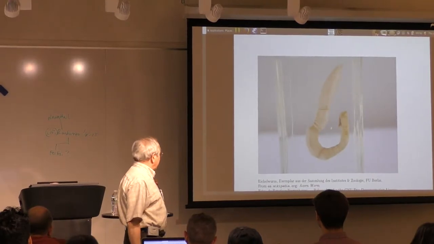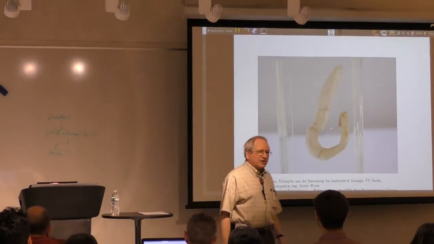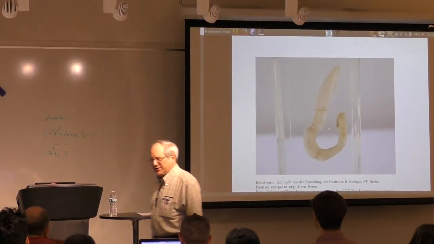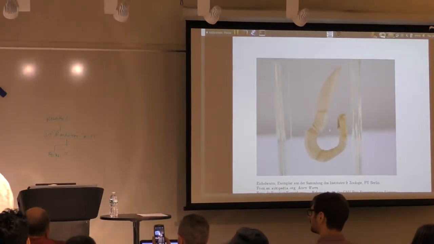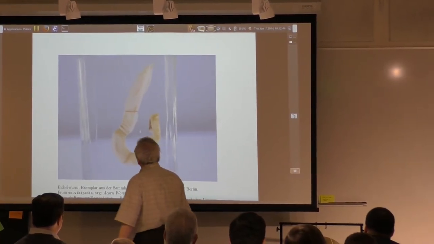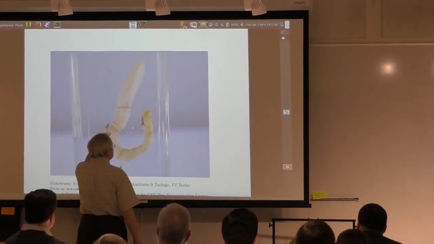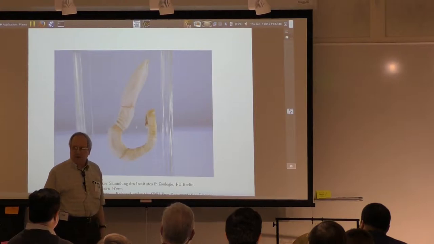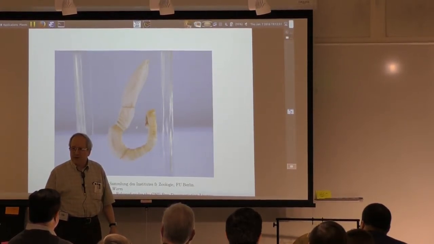Here's a guy who's actually a little bit more different from us, quite different actually. This is a hemichordate called an acorn worm. Well, what can I tell you about this? Turns out he has exactly the same Hox sequence we have. However, he's got his kidneys in his nose.